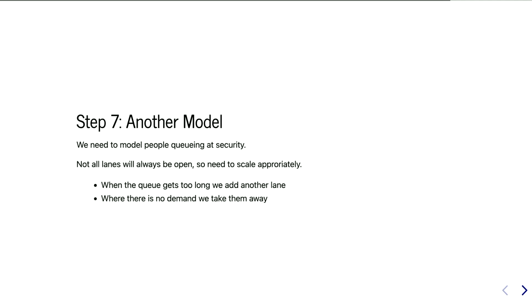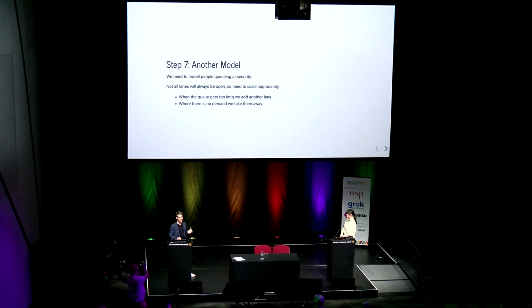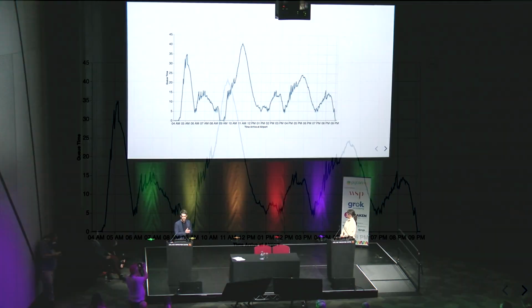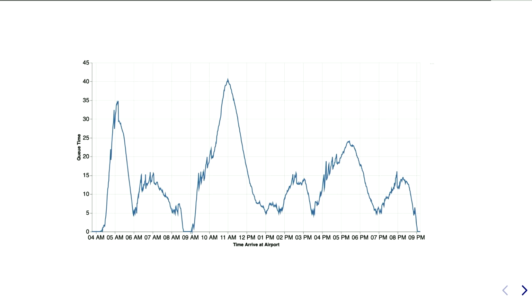So we need to model the people arriving at security and how they queue there. So not all the lanes are going to always be open because that costs money. So when the queue gets too long, we're going to add some extra lanes, and when there's no demand, as in the queue gets short, we'll take them away. And there's some model-y stuff around that. But what happens is we get a queue time that looks something like this. So yeah, at around that 3:30, we've got our 5-minute queues, as well as at about 7 p.m.